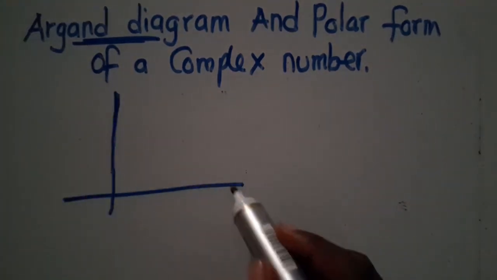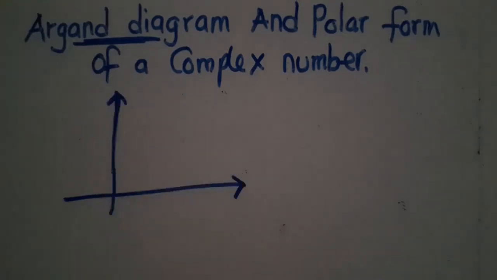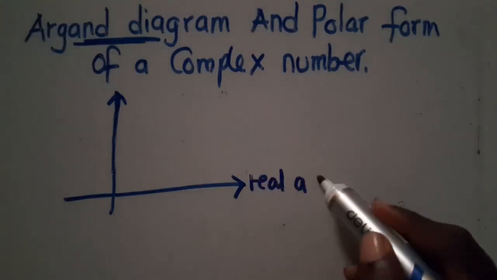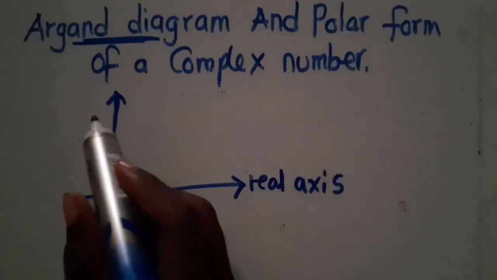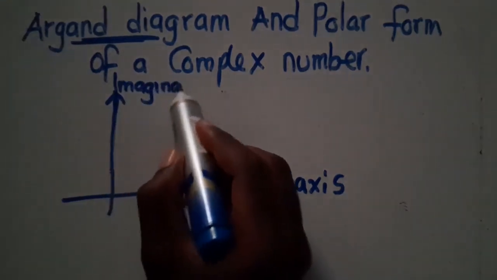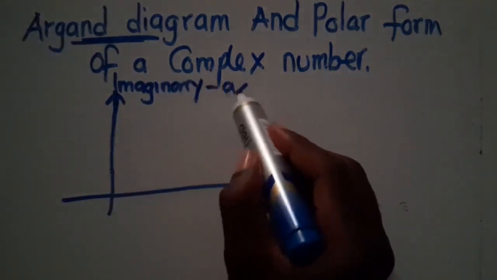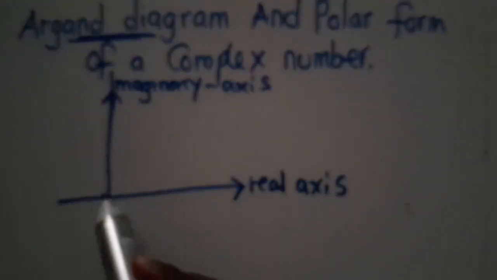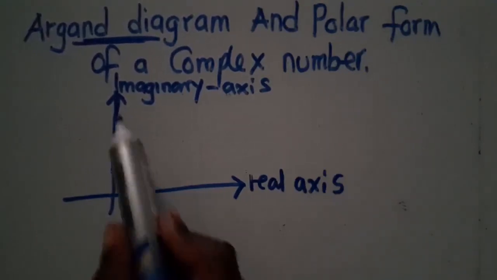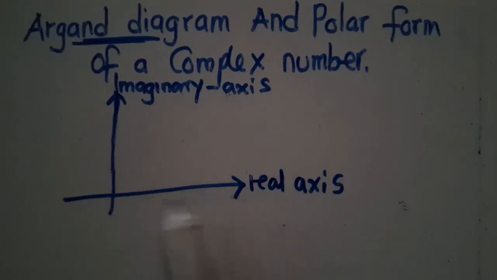This is a plane. So we know that we need to have the x-axis and the y-axis, but in this case we don't have those. Instead, this one is called the real axis, and this one here we call the imaginary axis. Have you seen the difference? So this is what we call an Argand diagram. The y-axis is called the imaginary axis, and the x-axis is called the real axis.